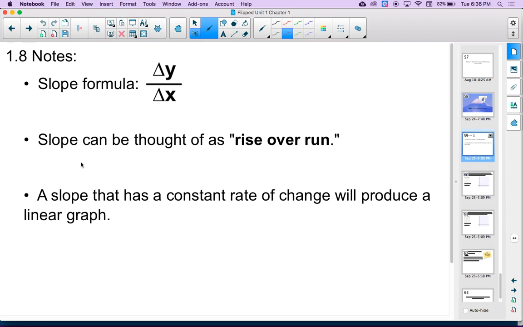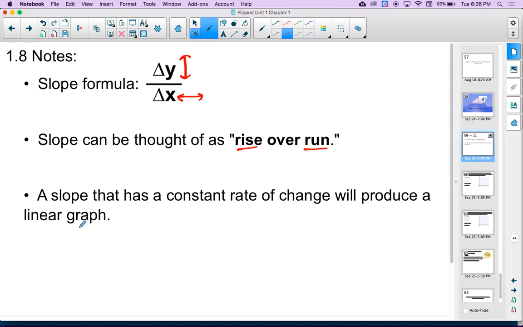Slope can be thought of as rise over run. And that really comes in terms of graphing because the change in y is the vertical change. Think about your y-axis is the vertical line. And your change in x is the horizontal change because your x-axis is the horizontal line. So rising would be going up, running would be going to the right. So rise over run is how we think of slope.